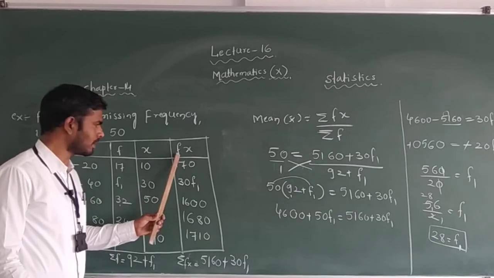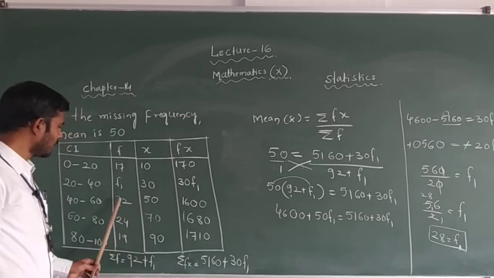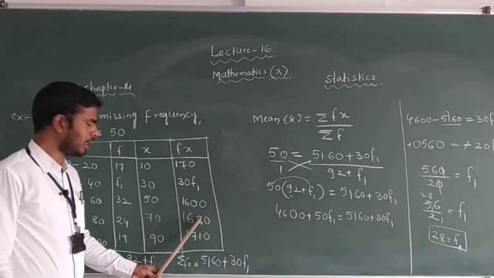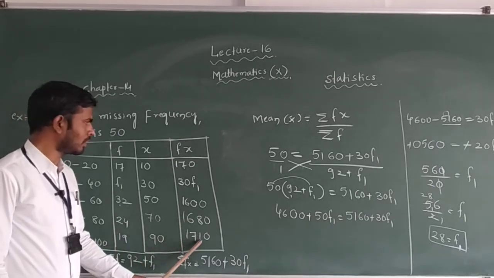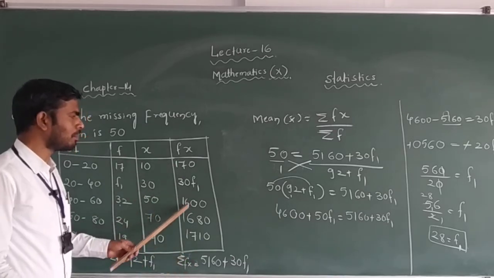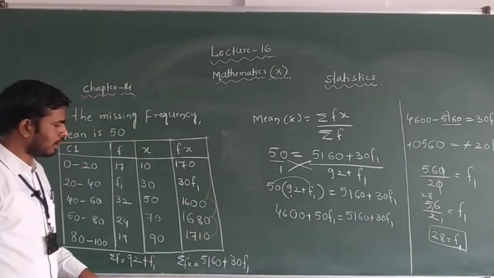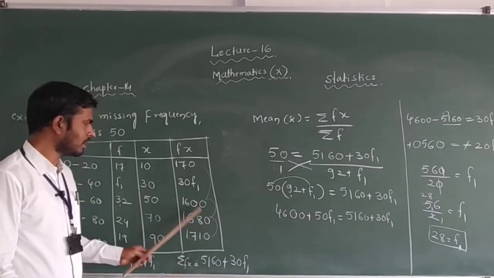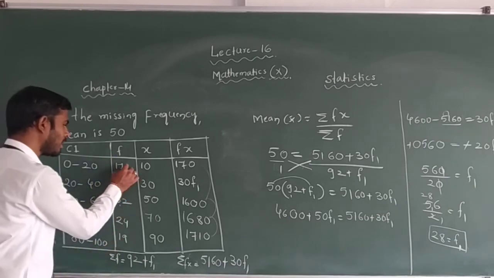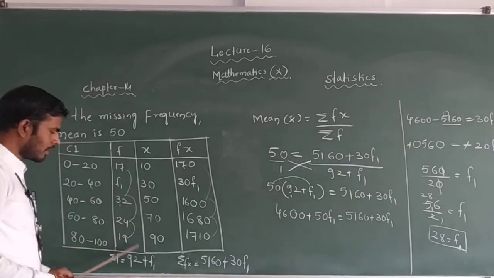Next you have to find fx. f into x: 17 times 10 is 170. f1 into 30 is 30 f1. 32 into 50 is 1600. 24 into 70 is 1680. 19 into 90 is 1710. Next you add to get sigma fx: adding the numbers 170, 1600, 1680, 1710 gives 5160, plus 30 f1 as it is. Next add sigma f: 17 plus 32 plus 24 plus 19 gives 92, plus f1 as it is.